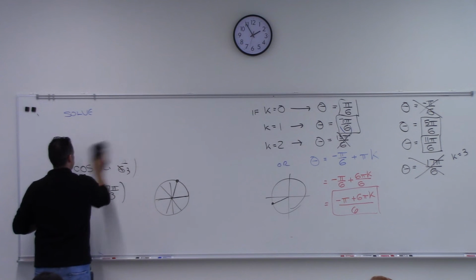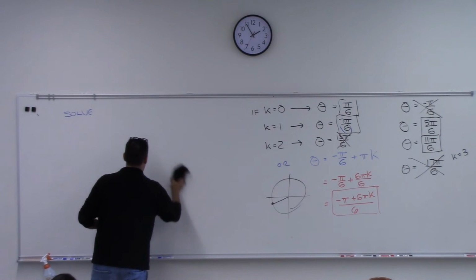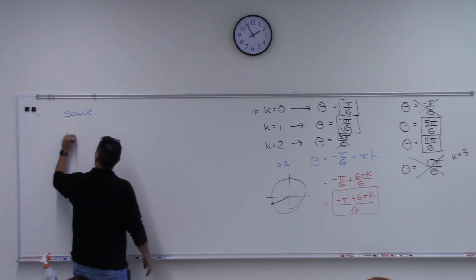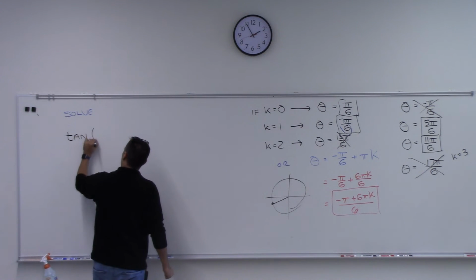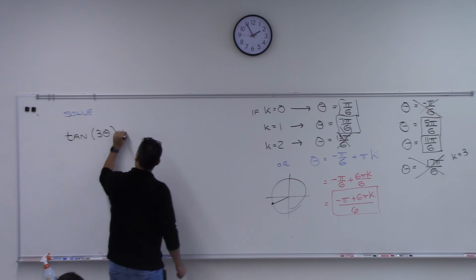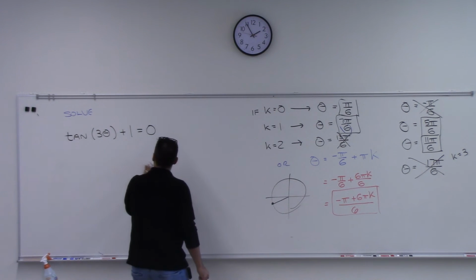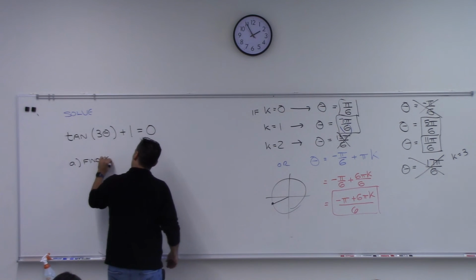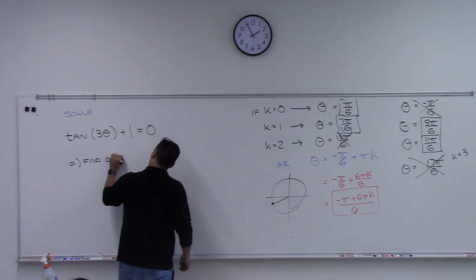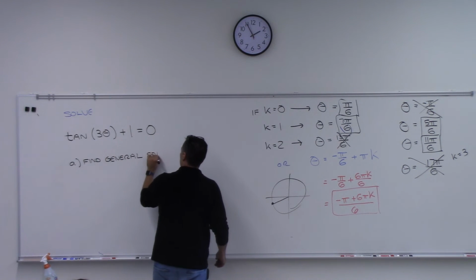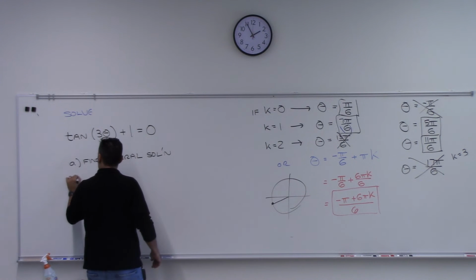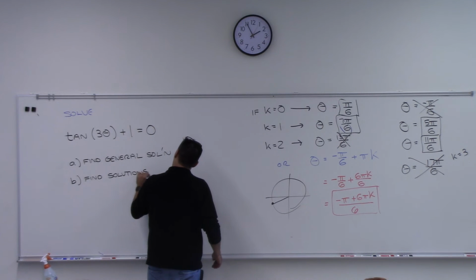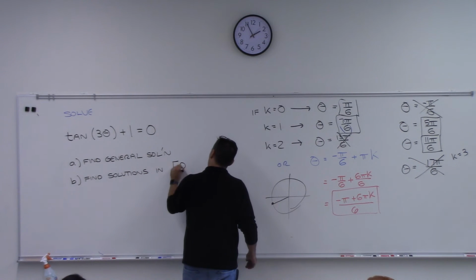Let's do another one. How about tangent of 3 theta plus 1 equals 0. And we're going to do this in 2 parts. Part A, find the general solutions. Part B, find solutions in the interval, let's go 0 to 2 pi again.